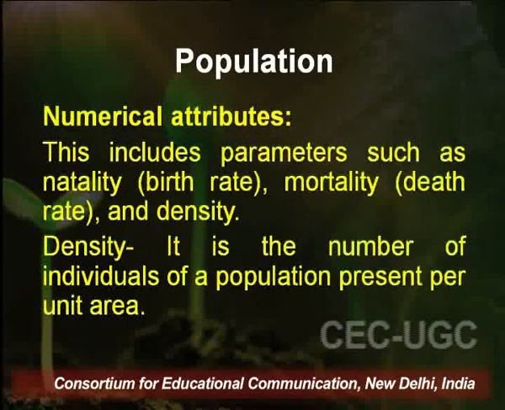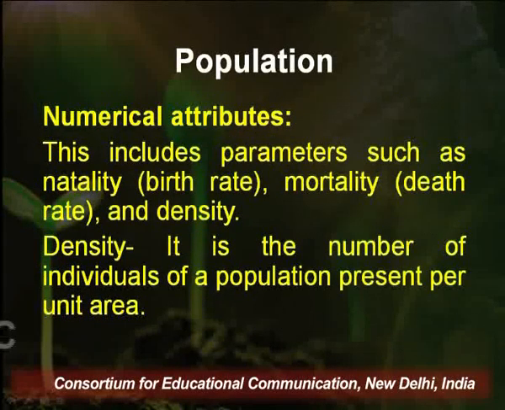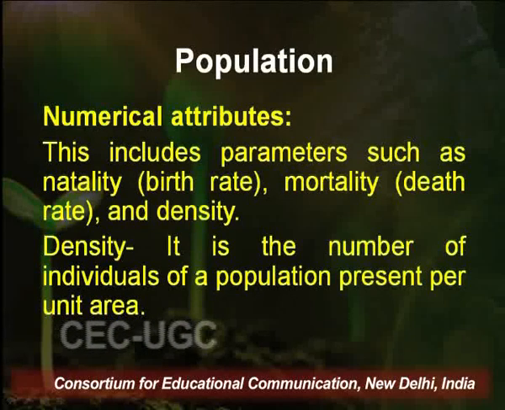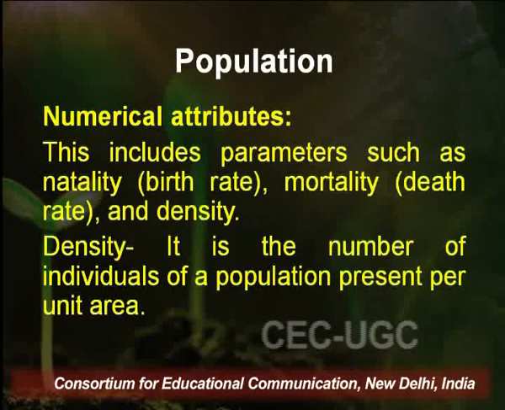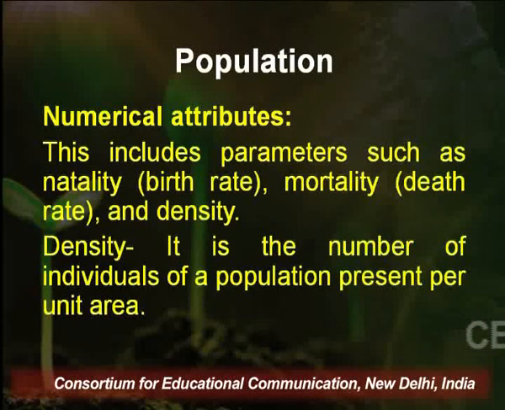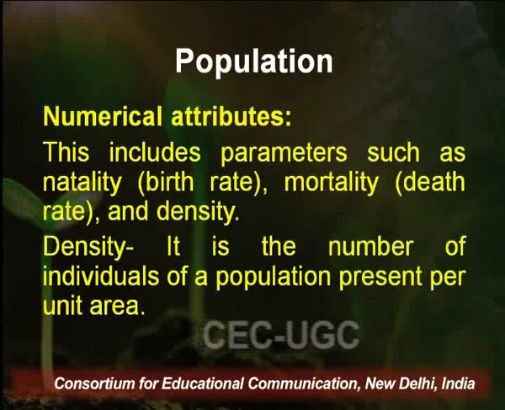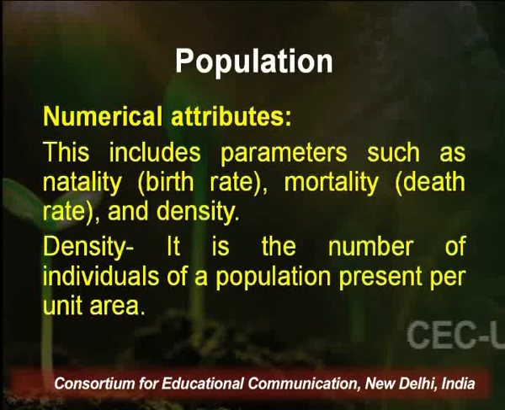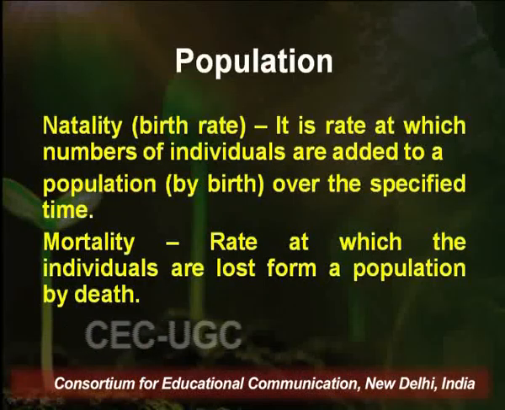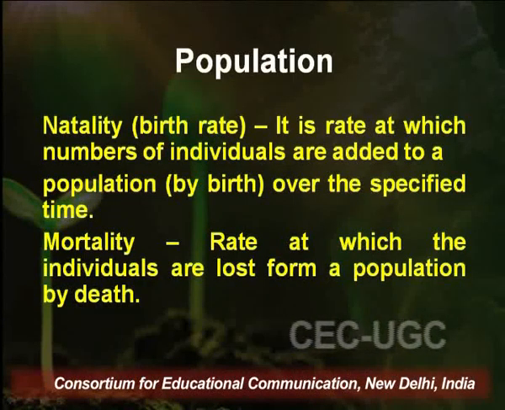Now, let's begin with numerical attributes. These include parameters such as natality, which is birth rate, mortality, which is death rate, and the density of a population. So let's understand what is density. It is the number of individuals of a population present per unit area, and natality or the birth rate is the rate at which the numbers of individuals are added to a population, of course due to births, over the specified time. And what is mortality? It is the rate at which the individuals are lost from a population by death.